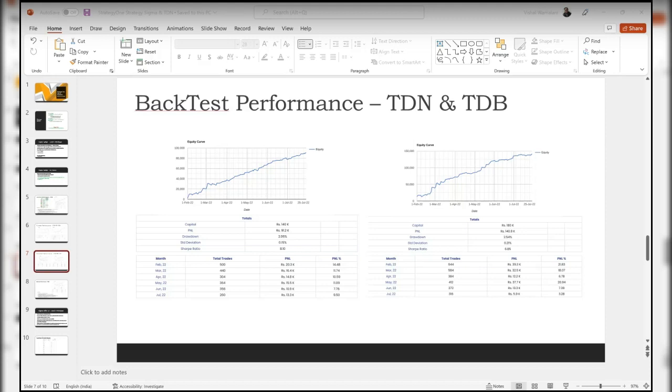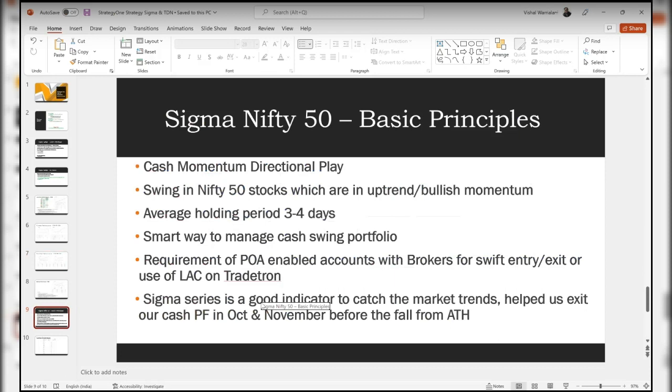So I'll continue with the Sigma Nifty part, and then we'll take closing questions from anyone. So when we say what the Sigma Nifty is, it's a cash momentum strategy, which is a directional play. So again, in cash, we can only be long as such. We are trying to do swing in Nifty 50 stocks, which are in uptrend or bullish momentum. Average holding period is from 3 to 4 days.